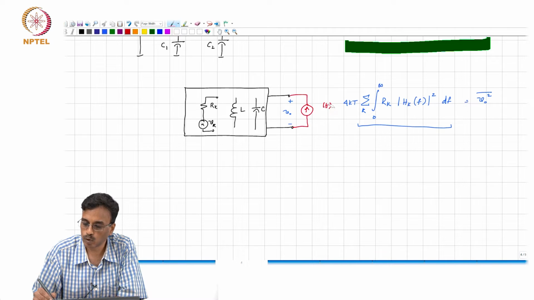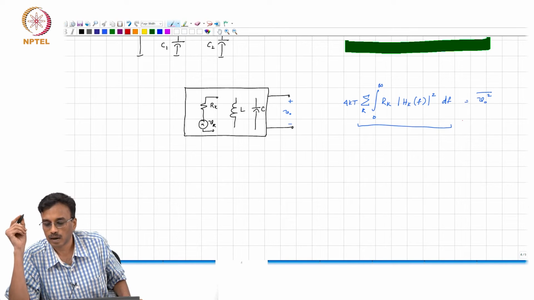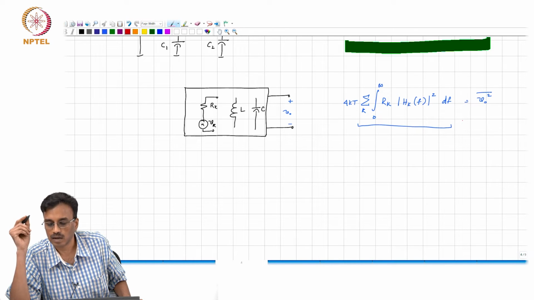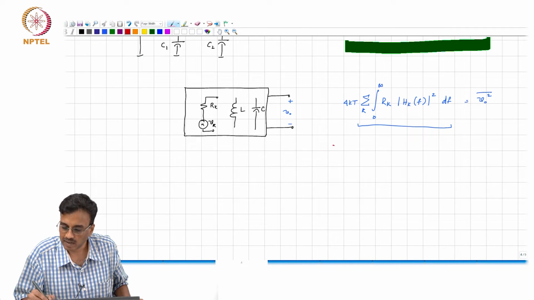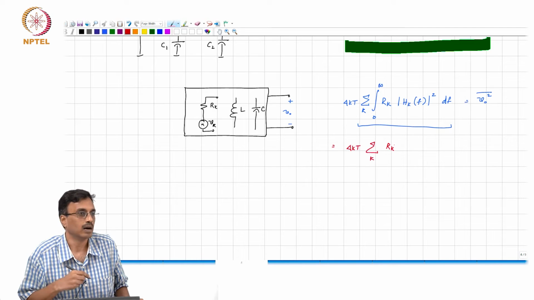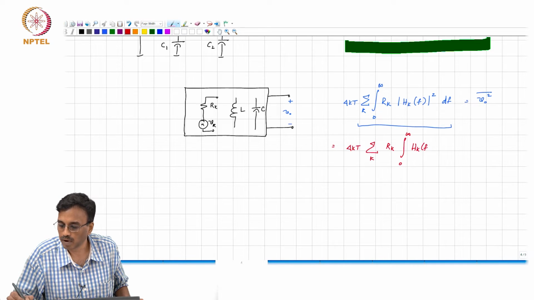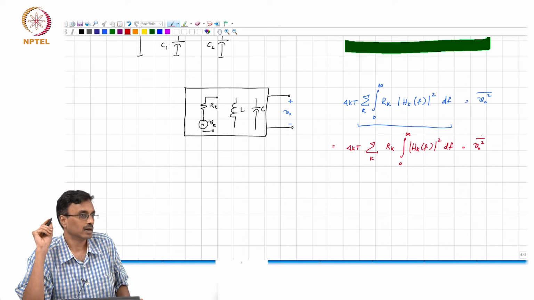So, let us say I put an impulse current here. Okay, by the way, before I do that, this is the frequency domain, and this can be written as 4 kT sigma over all k. I can pull the R sub k out of the integral, and you do the integral of mod hk of f the whole square df; that is the mean square noise. Does it make sense?